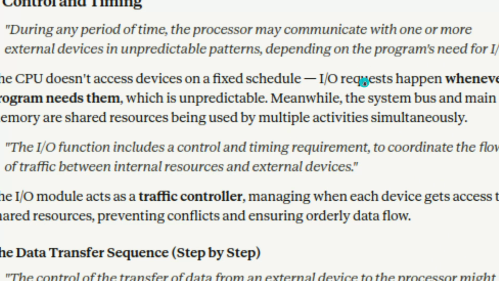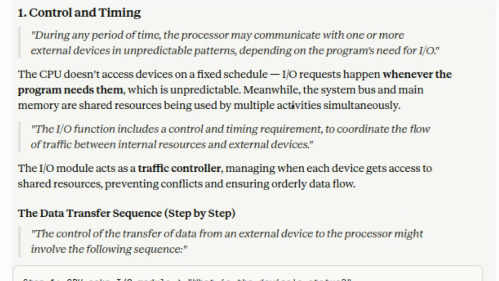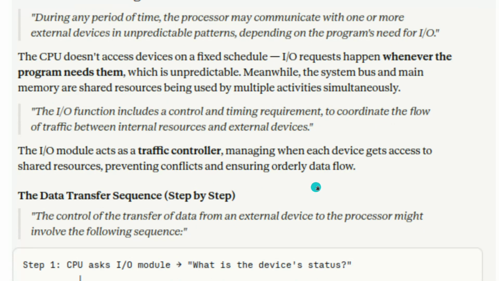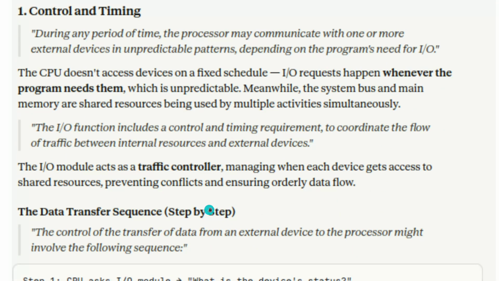Whenever an IO request happens, it happens very unpredictably. So access to these shared resources should be controlled, that is, managed. We should manage when each of these devices gets access to shared resources like the system bus and the main memory. Then only can we prevent conflict and ensure that the data flow happens in an orderly way. So our IO module acts as a traffic controller by creating control and timing requirements.